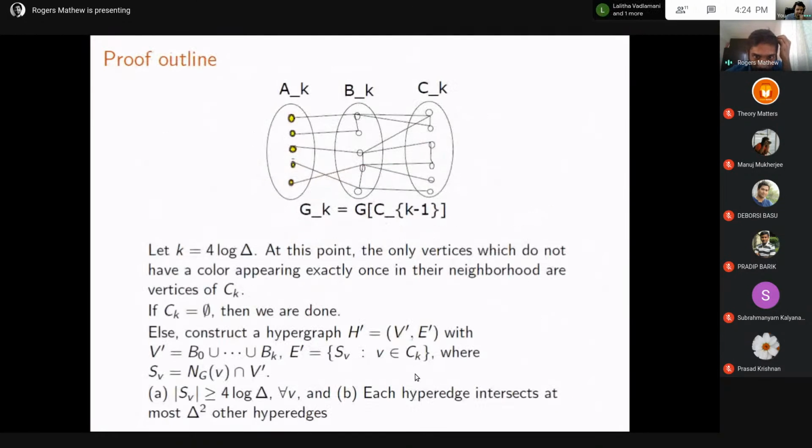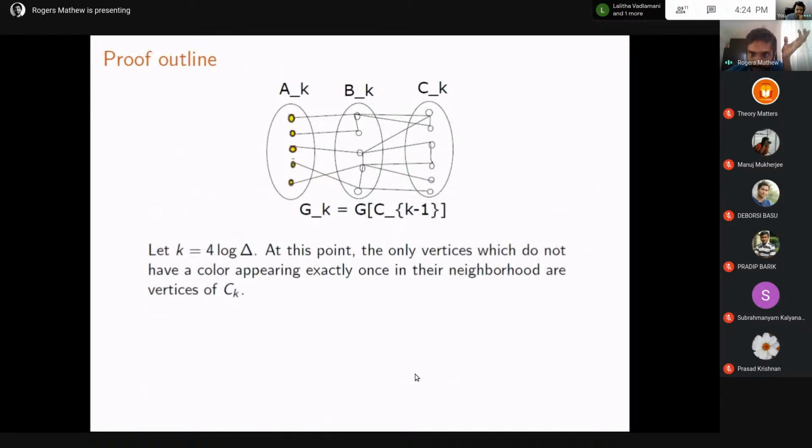Okay, so coming back, we have reached this crucial point where we have done this k times, like 4 log delta times, or let's say some 100 log delta times. What we just said is that the second property ensures that every vertex in Ck has at least one neighbor in Bk, at least one neighbor in Bk minus 1, at least one neighbor in Bk minus 2, up to B0. At this point, we're going to use a known result on hypergraphs, and that will just give us the proof.